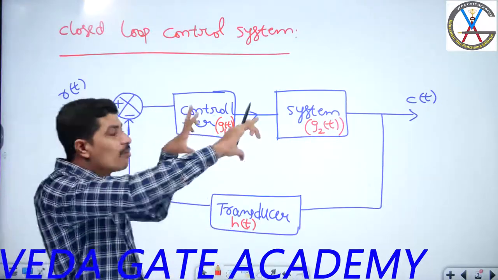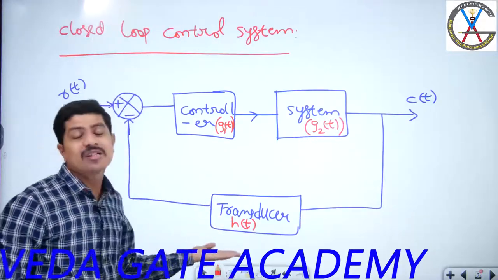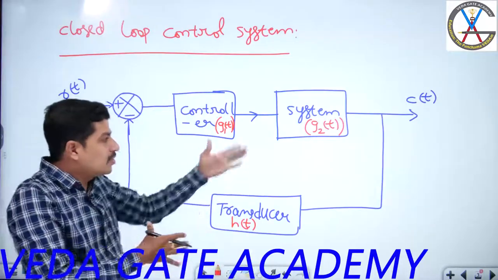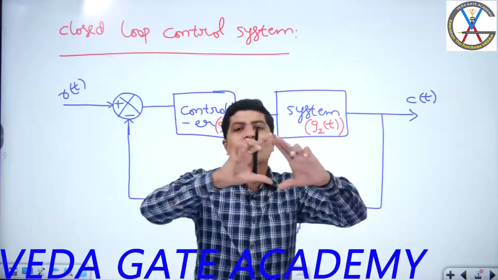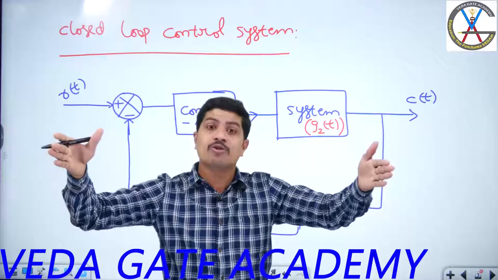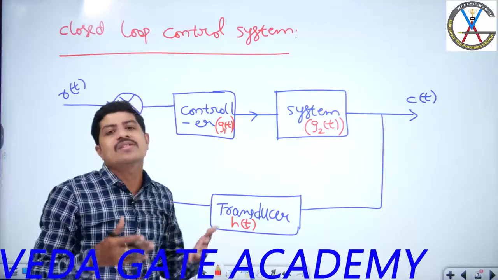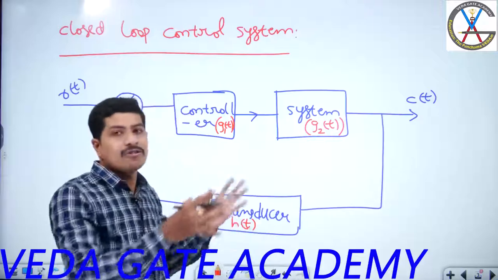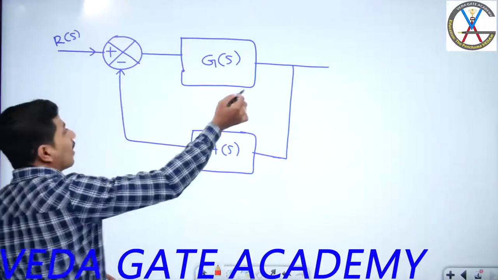That cascade combination transfer function is G of S, G1 of S into G2 of S. This feedback path transfer function is H of S. See, if you divide this into two parts, each is going to have its own transfer function. Suppose, what is the transfer function of the controller? You take the controller outside, you give some input and you get the output. The ratio of output to input in S domain is called the transfer function of that controller, that is going to be G1 of S. G1 of S, G2 of S and H of S are the individual transfer functions. Then what is the overall transfer function of this system? That is C of S by R of S.